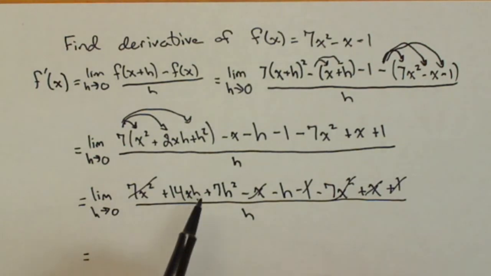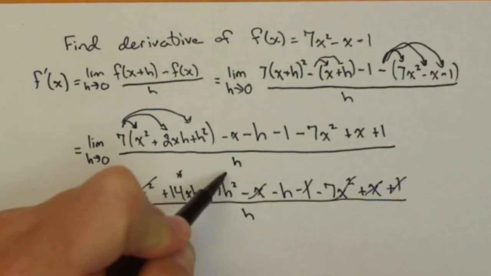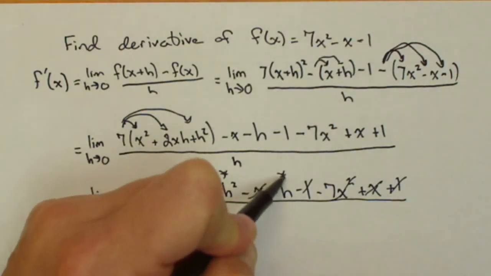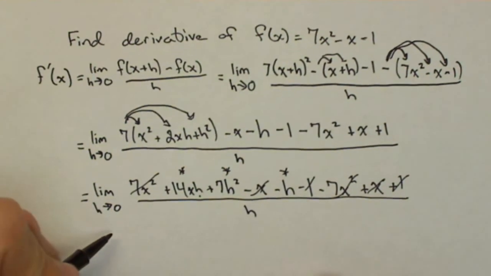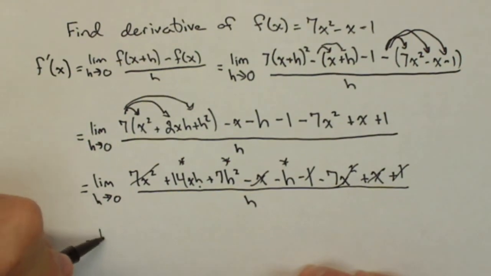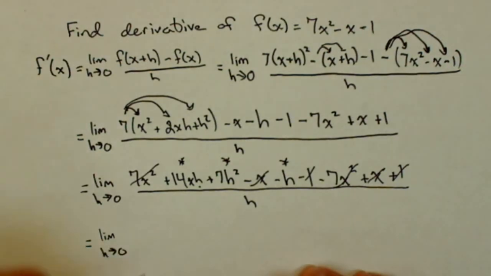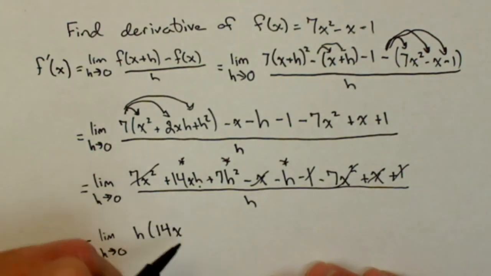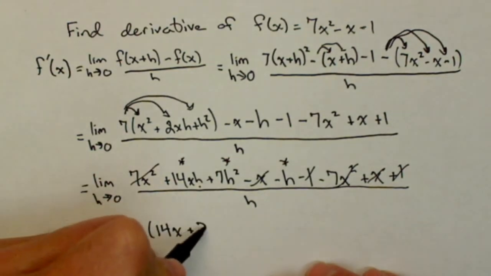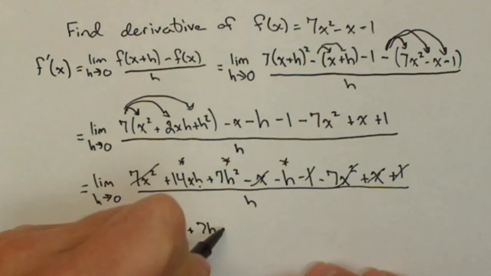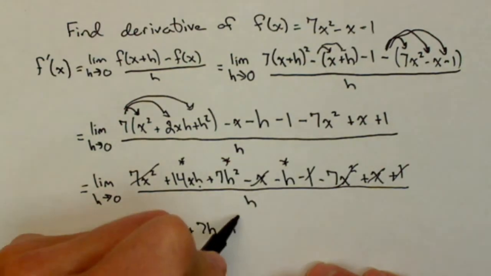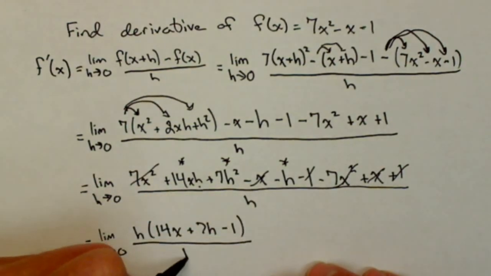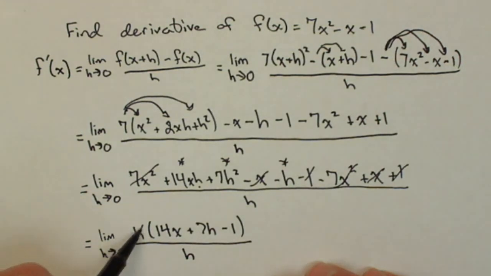Now what I noticed is that the remaining terms all have an h left in them. So what we're going to do is factor that h out. Now we've not taken the limit yet, so that still needs to be written out front. And on top I'm going to have h times 14x plus 7h minus 1 all over h. That will allow these h's to cancel.